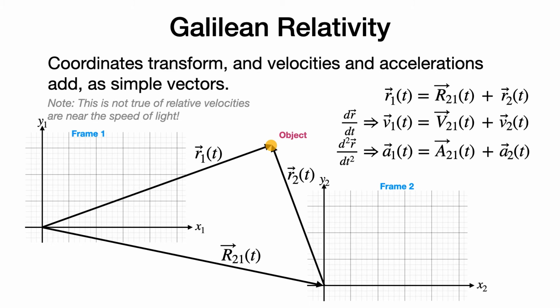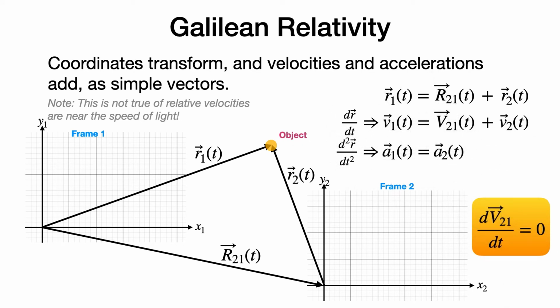Now, just to recover the relationships we discussed just a moment ago, if the relative velocity of the two frames is not changing in time, then the acceleration as measured in the two frames will be the same for the object. And if the relative position of the origins of the two frames, so the displacement vector between the frames, is not changing with time, then the velocities of an object measured in the two frames are going to agree. Now, to see how all this works, let's consider an example.